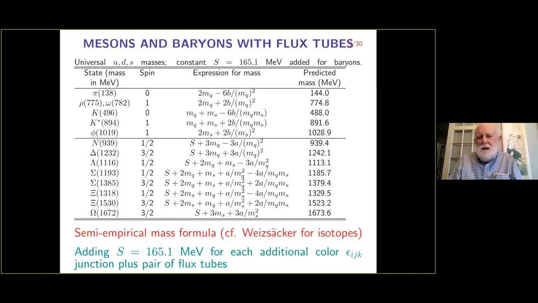So if one wants to use the same masses for quarks in mesons and baryons, one adds a term which turns out to be 165 MeV, which is 3 times 55 MeV. And this is what I mean by the empirical mass formula. Very, very simple for a number of light quark hadrons. Notice that we have the light quark octet mesons and the light quark octet and decuplet baryons.